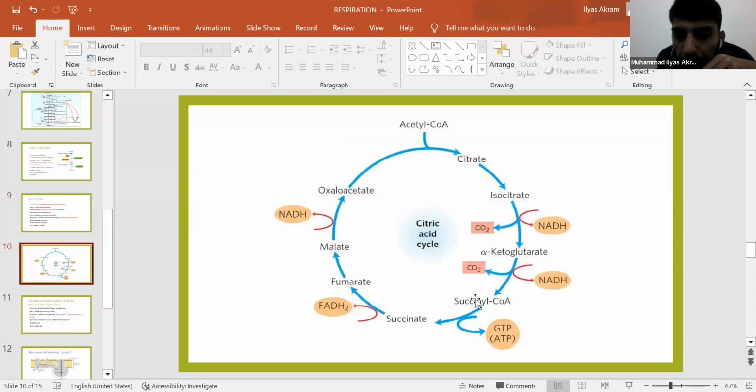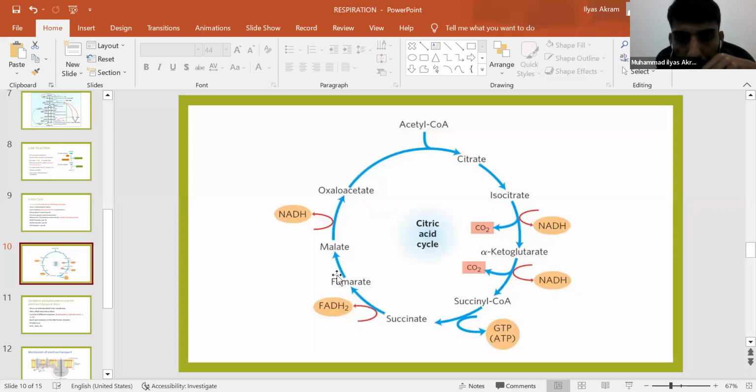So when the succinyl CoA molecule forms, it will generate a single molecule of ATP from GTP. This is a guanosine triphosphate molecule that will form the ATP molecule from the ADP molecule. And the succinyl CoA molecule will be converted into succinate.